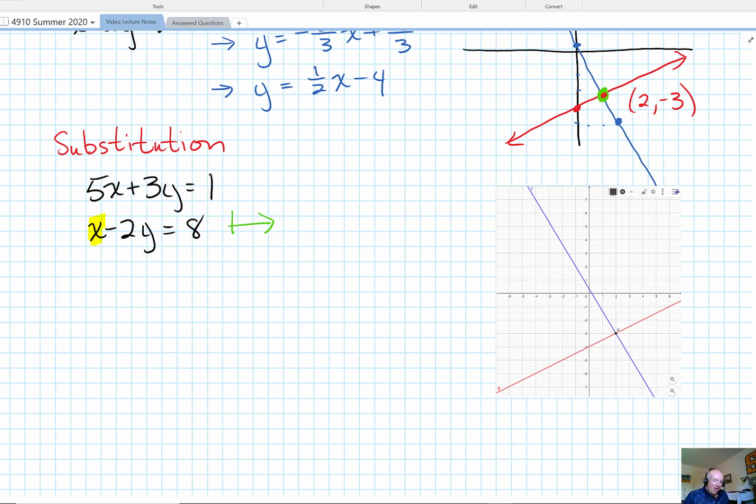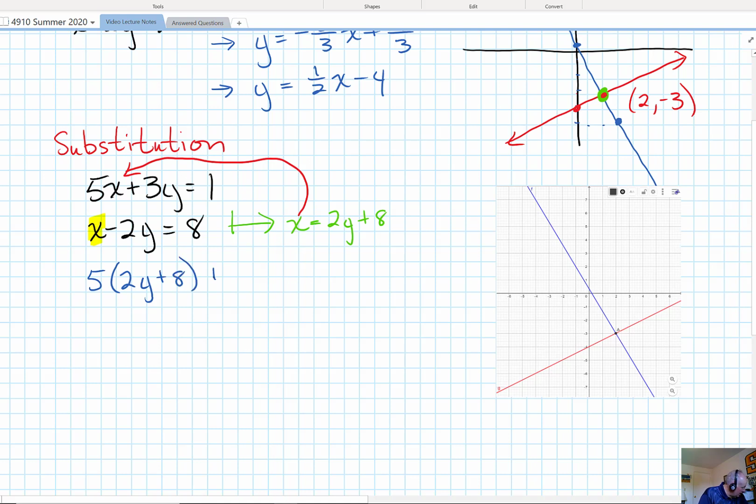In this case, x is probably the easiest. And so if we solve for it, that gives us x equals 2y plus 8. And that gets substituted into the other equation for x. So we have 5 times (2y plus 8) plus 3y equals 1. And what happens there, of course, you notice, is we get rid of all of the x's. Now we just have an equation in y's that we should be able to solve pretty easily.